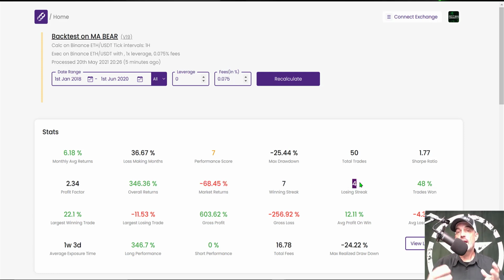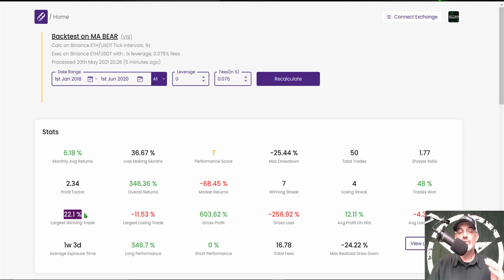The win streak was 7. Losing streak of 4. Not everyone will be able to stomach a losing streak of 4, but in a bear market, if you can't stomach 4 losses in a row, then you're probably best on the sidelines. Total trades won, less than 50%. Again, you're not going to win all the trades in a bear market. If you need to see a 70, 80, 90% win rate, stay out of a bear market.